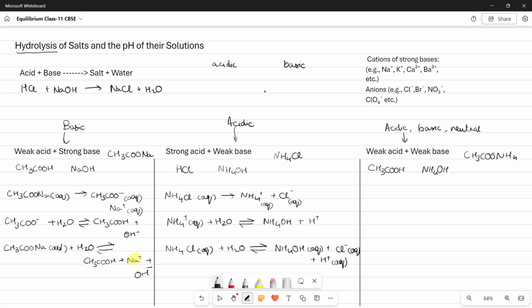Now, obviously, we're going to do the same thing that we did for the others. We're going to write the equation. So CH3COONH4 aqueous is going to give us CH3COO minus aqueous plus NH4 plus, right? Now, this CH3COO minus plus NH4 plus is going to be, oh, let me rewrite it. It's fine. So CH3COO minus plus NH4 plus.